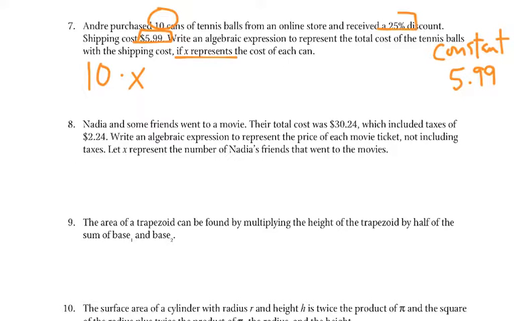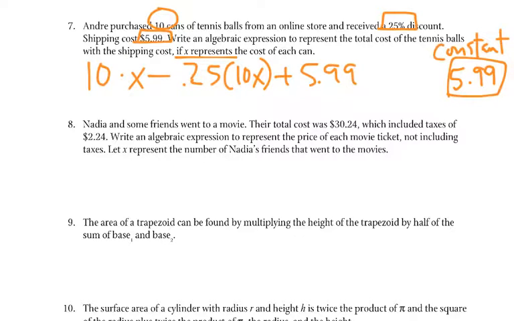The difference is we're applying that 25% discount, okay, of the cost of each can. Okay, so we'd be subtracting that 25% of the total cost of those. Okay, then we'd be adding that shipping cost to it, right? And that would give us our answer.